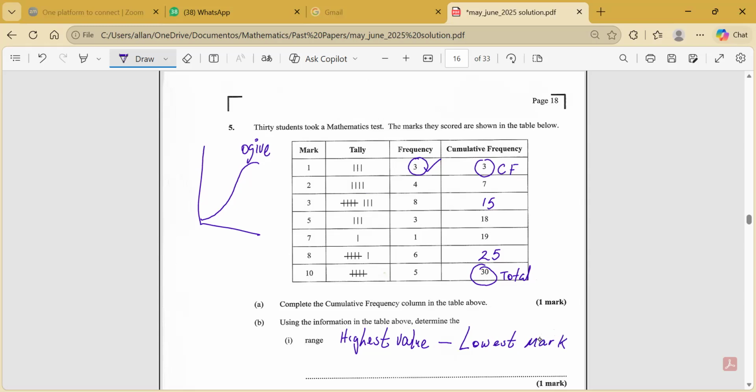How much is that? So what is your highest mark? What's the highest mark? Anybody? 25? The highest mark? No. 10. Look at the marks here. What is the lowest mark? 1. So your range is equal to 9.